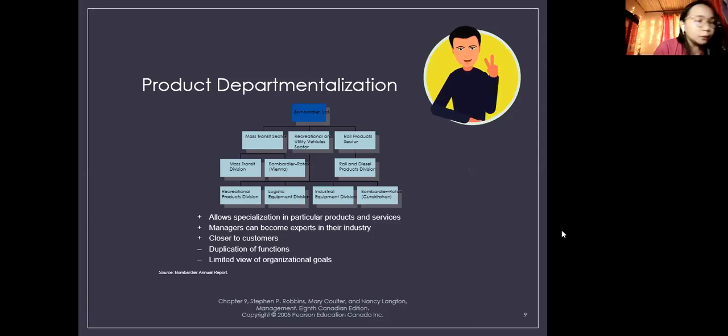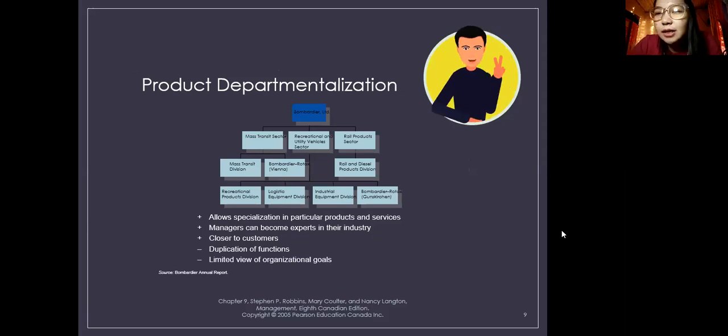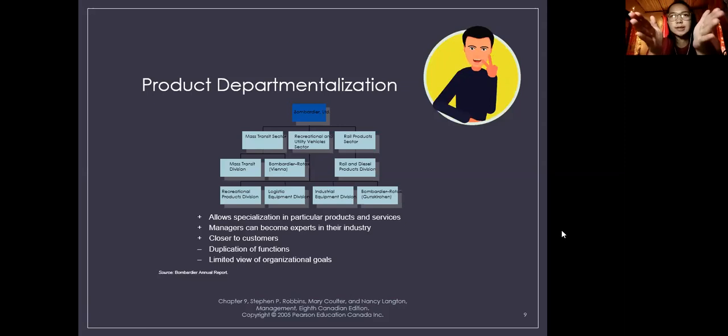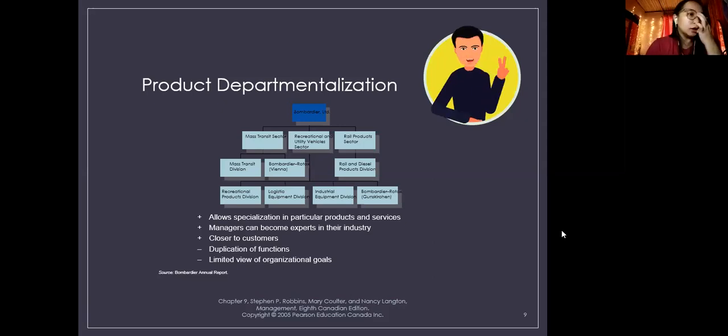So, product departmentalization naman is, syempre, grouping jobs by product line. For example, sa Nike, di ba, it's not all about shoes lang. So, they can divide na this is for the shoes line, for the shirts line, for the other sport equipment, ganon. So, yun yung sa product departmentalization. Pwede rin siyang duplication of functions, pero sabi nga dito, closer to customers naman siya.